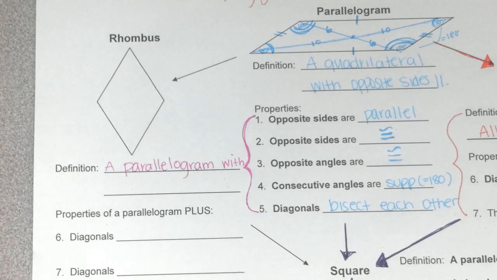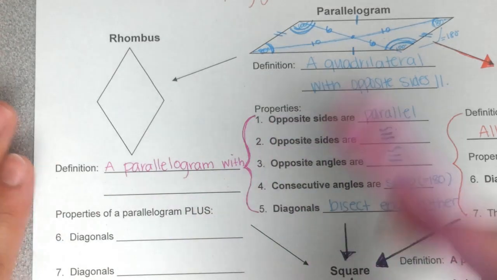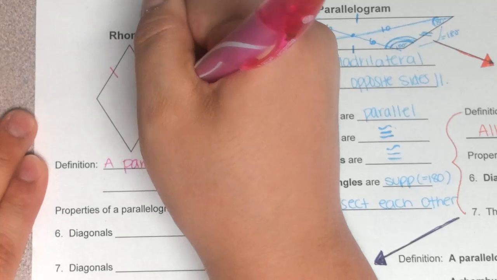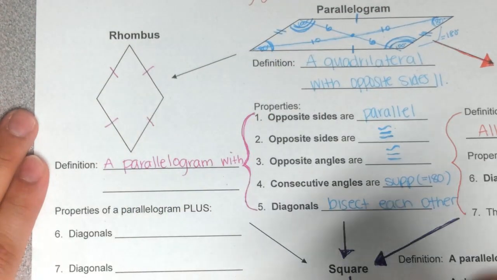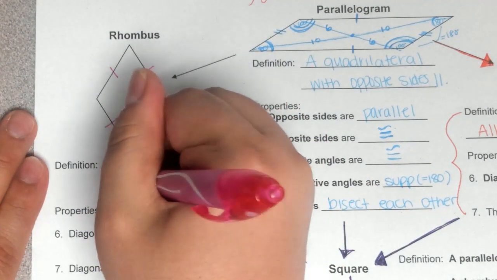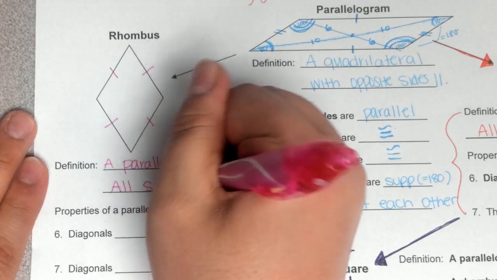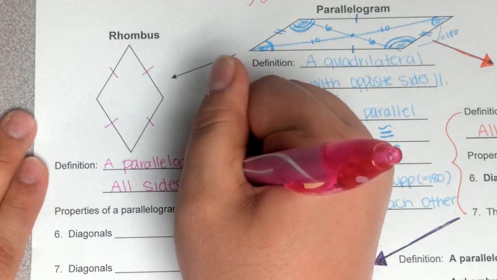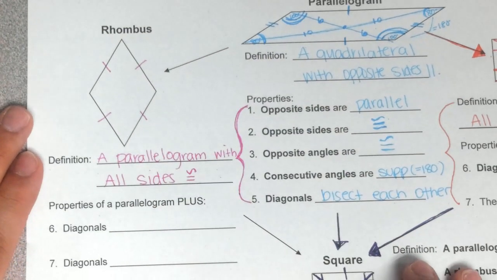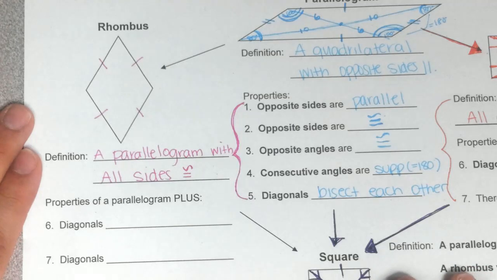Yep. 4 sides that are the same. Put a tick mark on every single side. A rhombus is a parallelogram with all sides congruent. All my sides are congruent in a rhombus. And because it's a parallelogram, we have to do all of these, plus we have some new properties for a rhombus.